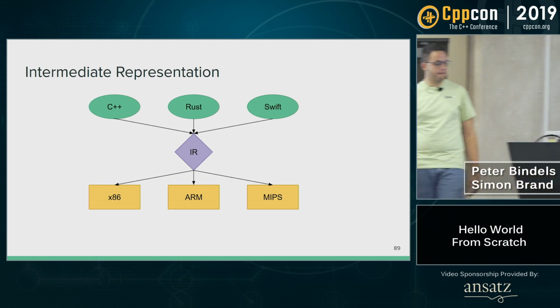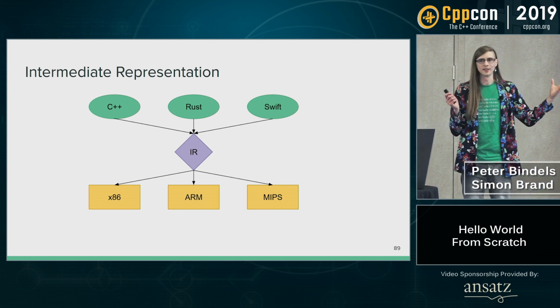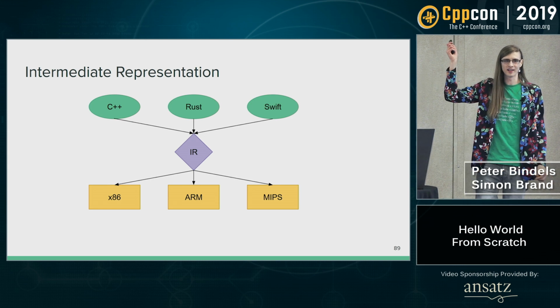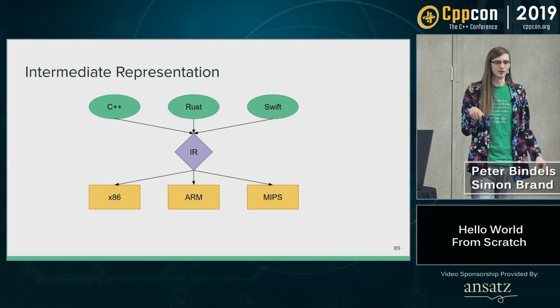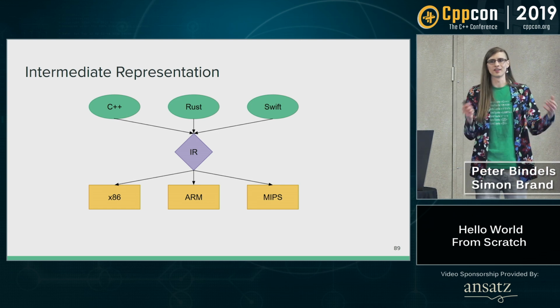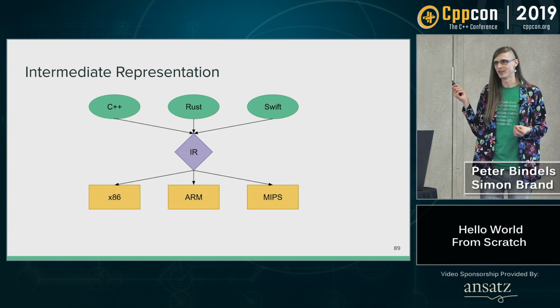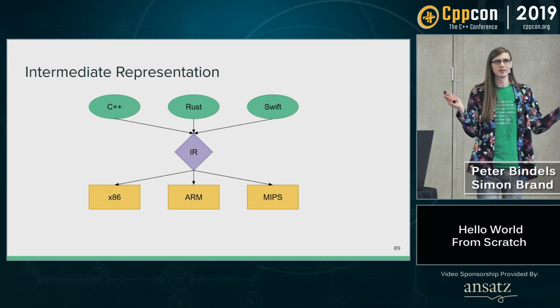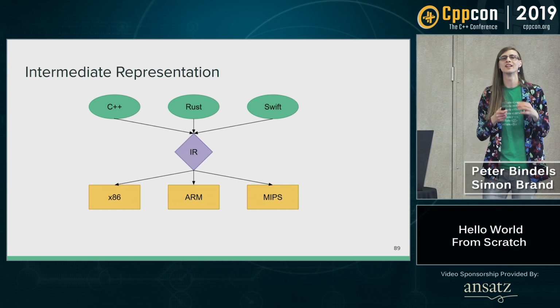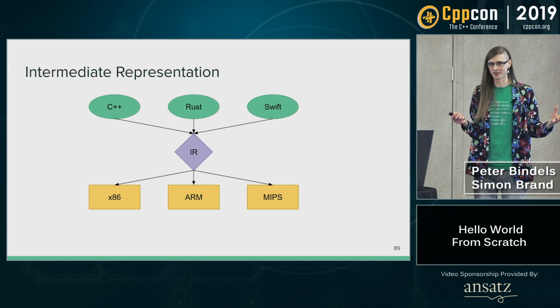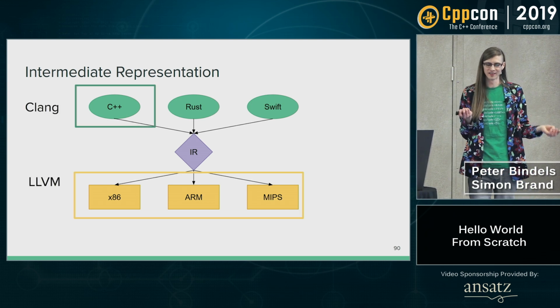And the best thing about this is that we all benefit. If someone from the Rust community says, oh, hey, I want to write an optimization for x86, and we're using the same IR and the same backend, then the C++ community benefits because we're using all the same tooling at the end of the day. So this is a really great way to build cross-language infrastructure. And that's essentially what LLVM is.